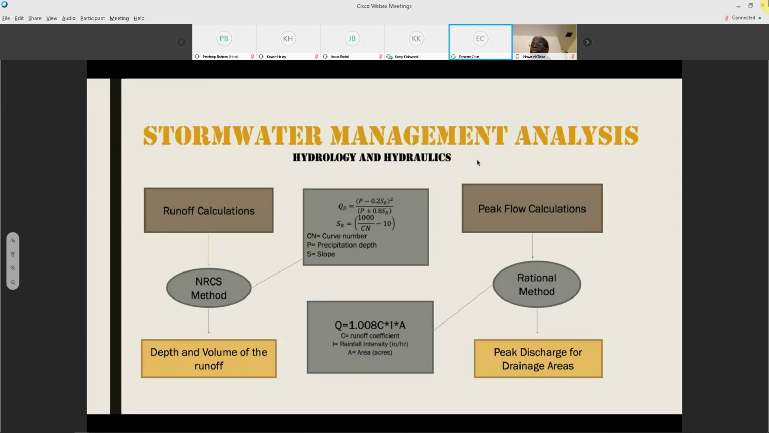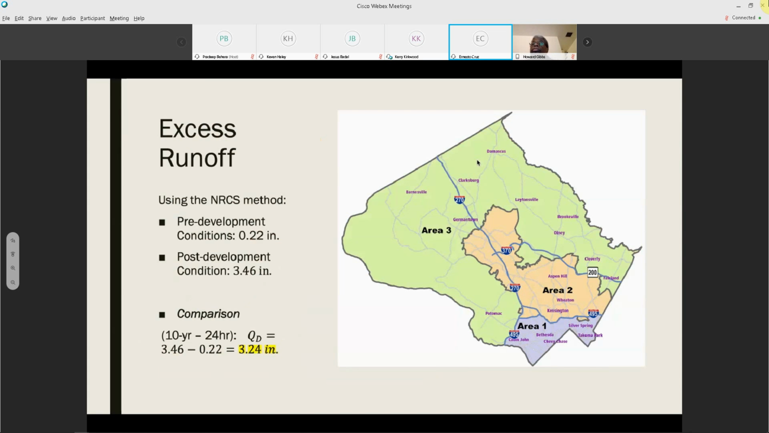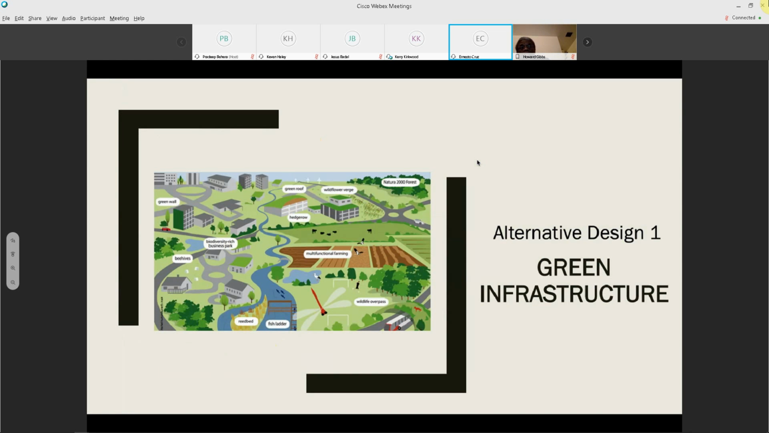On the next slide, for excess runoff, we know we have to control it. In order to do so, we had to calculate the excess runoff using the NRCS method, which we did in pre-development and post-development conditions. Next, the alternative design is green infrastructure. Green infrastructure solutions can be in many different scales. It can go from houses, businesses, and small landscapes.